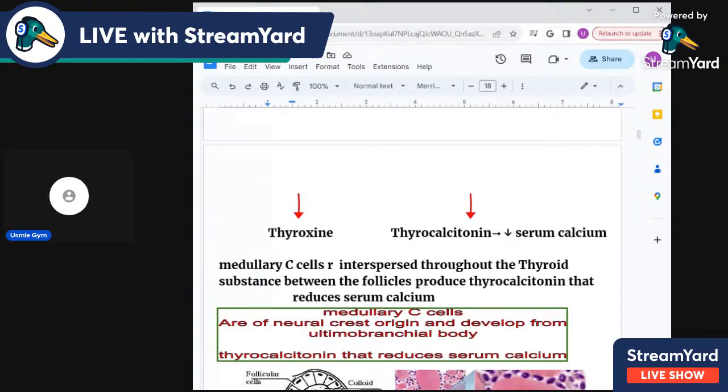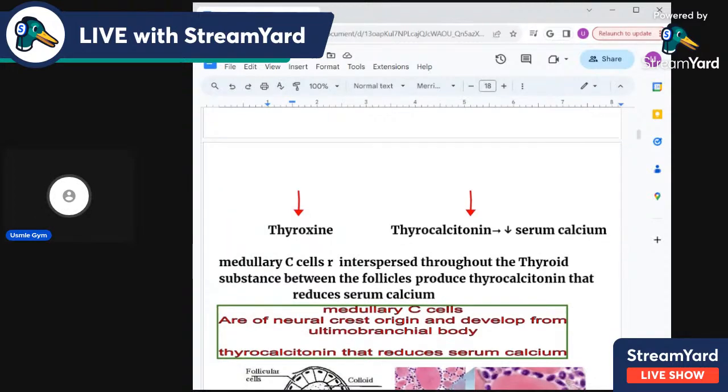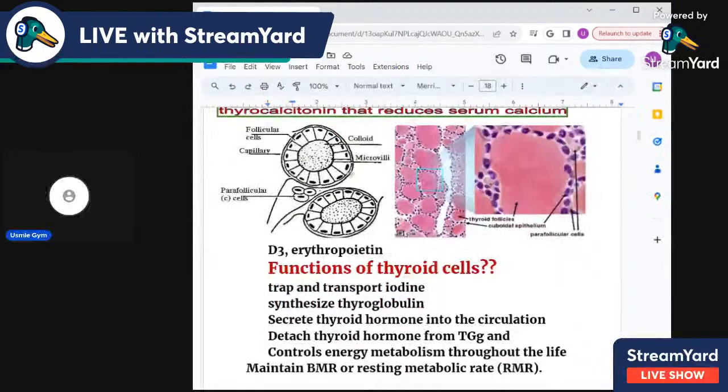So these medullary cells are interspersed throughout the thyroid substance between the follicles. Here it is. These are the two follicles here, and here is the parafollicular or C type of cell. So this is also shown here, two parafollicular cells between the follicles.